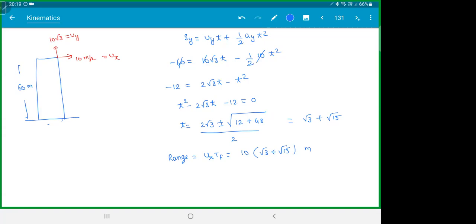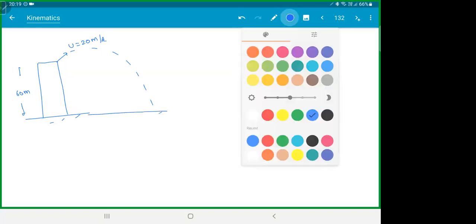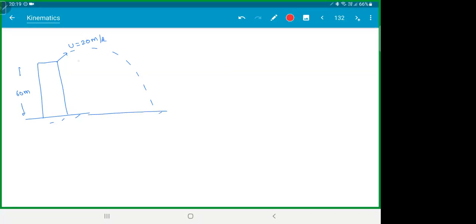Clear so far? How to find the speed? Now for speed you can use kinematics, but there is a better way. Listen, whenever they ask you speed, I know this is a little not from our topic, but there's a much faster way to do this. 20 meters per second. This building's height is 60 meters. So this is your initial state. Potential energy is mass into g into height. Kinetic energy is half mu square. You can conserve energy directly.